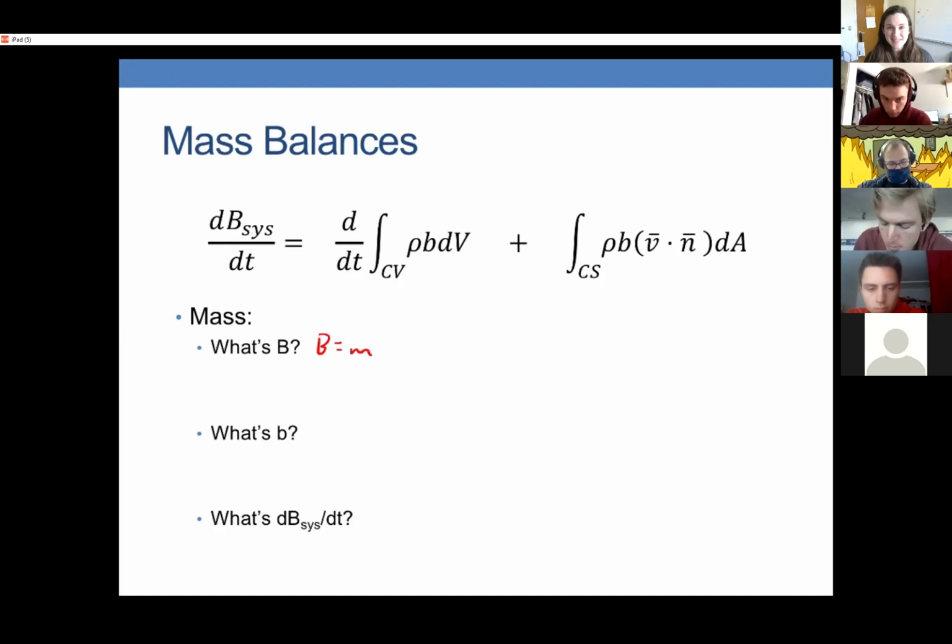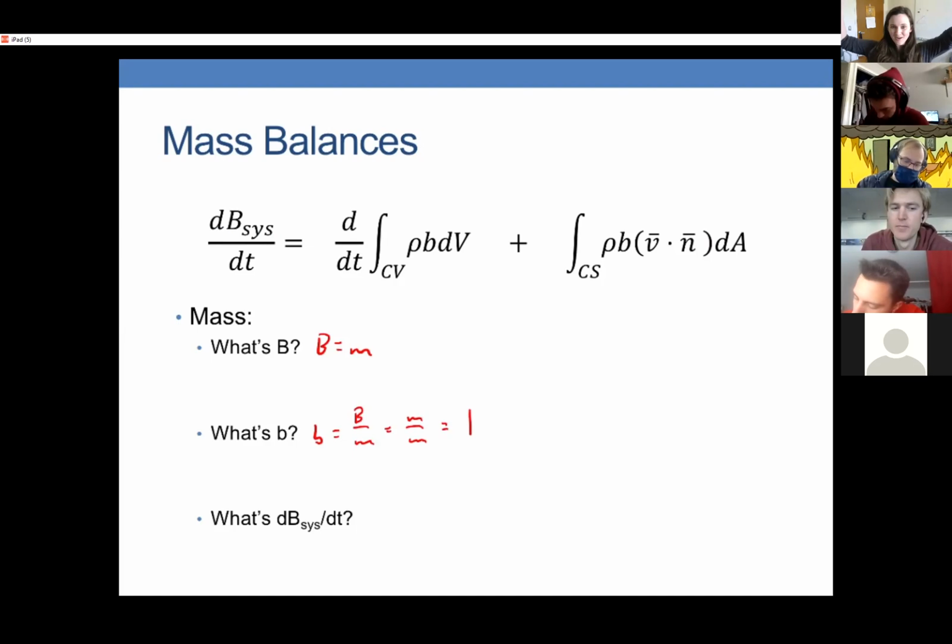All right. So then what's little b? 1. All right, this is the trick. What's dB system dt for mass? 0. What's that, Connor? Yes. Why is it 0, Connor? Because you can't create or destroy mass unless you're doing nuclear reactions.